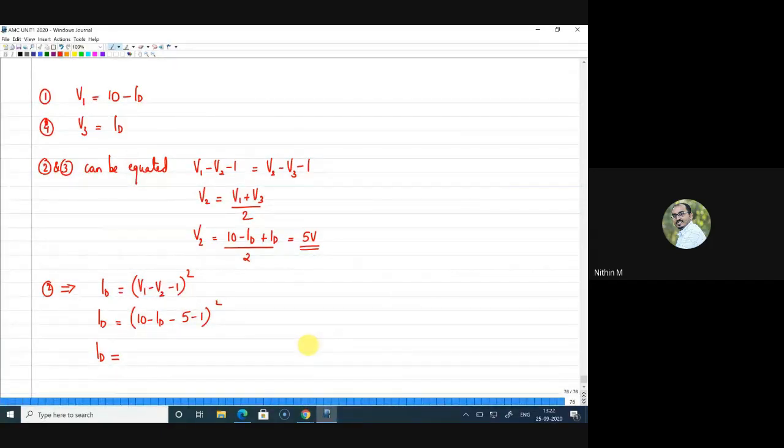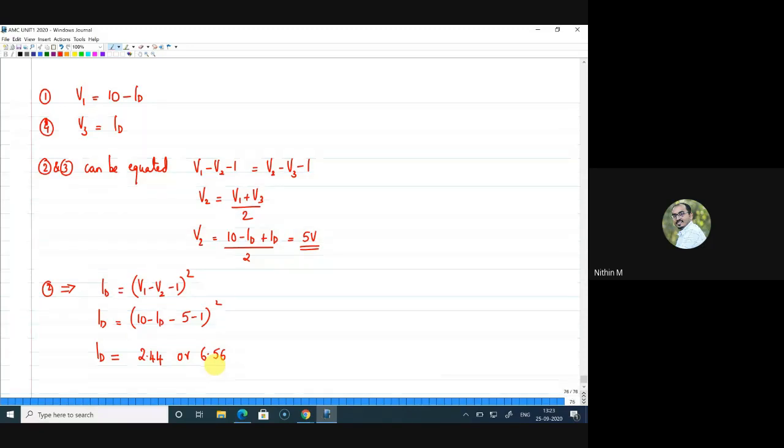6.45 and 2.44. Yes, Harshada, that is 2.44 and 6.5. Yeah. Nishant, Mohan, Abhirami. Yes. Those are the right values. So ID is 2.44 or 6.56. Yeah, so ID can be any one of these values. Either it can be 2.44 or 6.56.